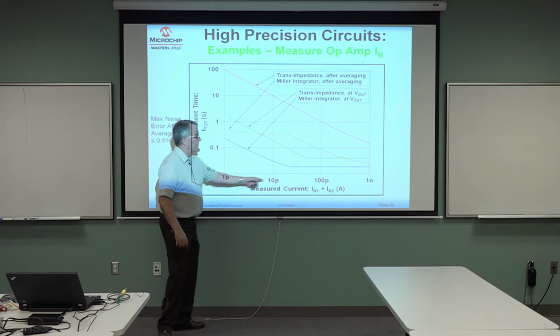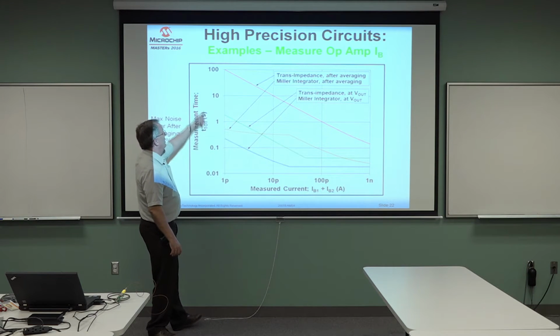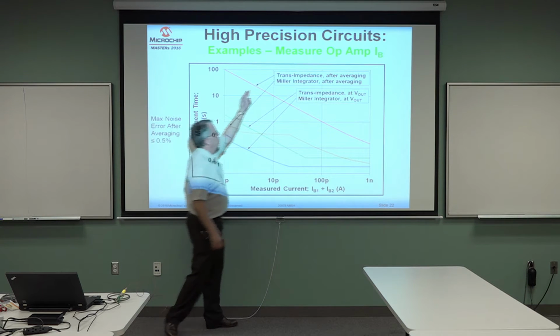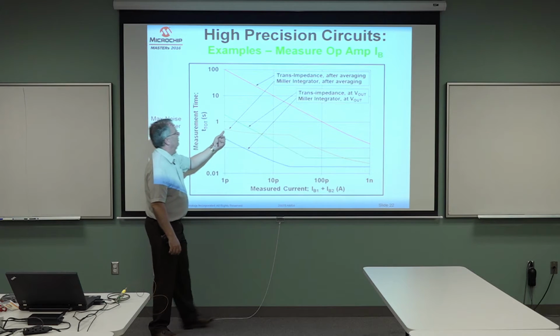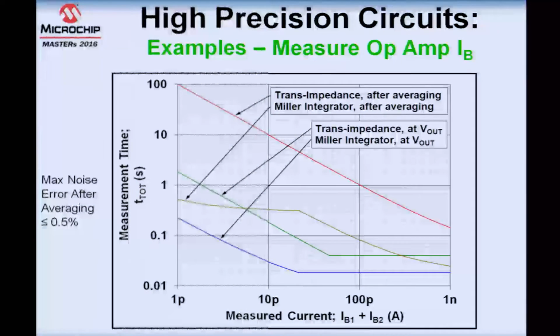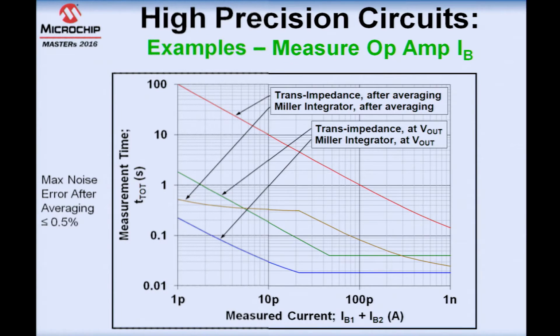What's interesting is if I plot my current here, and then I plot the amount of time it takes to measure at the accuracy level I want, you'll all of a sudden see that after averaging, the transimpedance amplifier is way up here in the red curve, and the Miller integrator is here in this golden colored curve. Down here, there are more than 2 decades difference between the times. That's huge. As current goes up, it becomes less, but it's still about a decade difference at the top. So doing this gives you a huge advantage in measurement. This is an idea that you may want to consider if you're doing this kind of application for yourself.